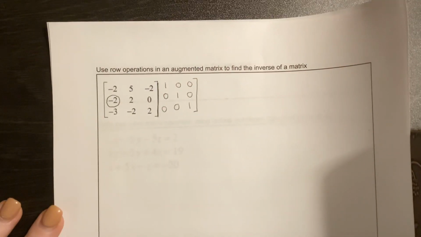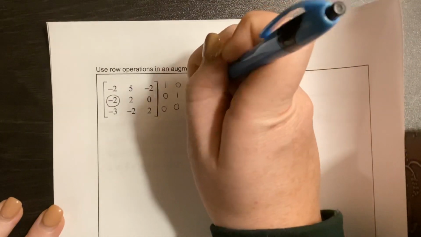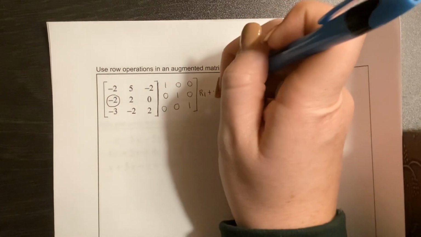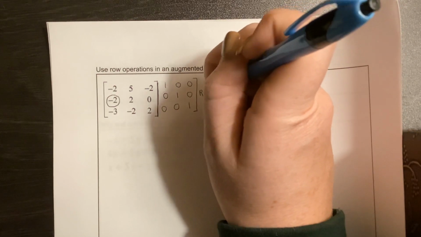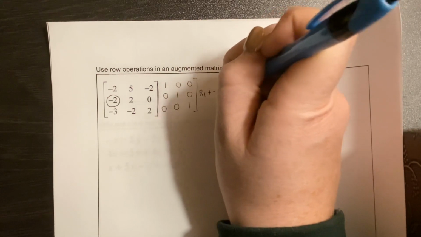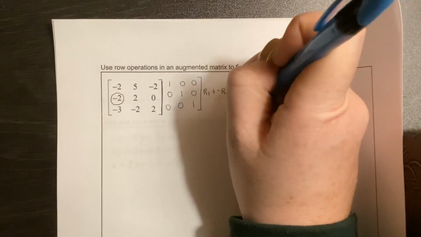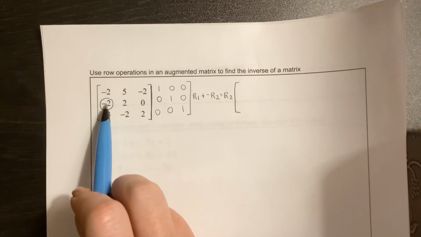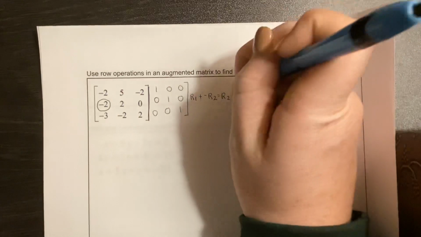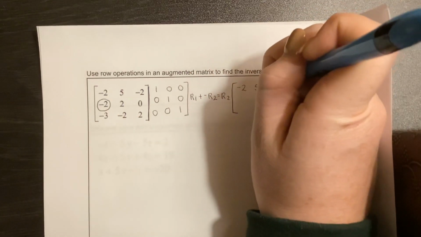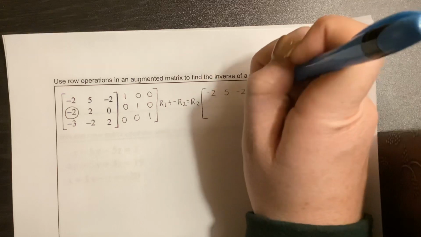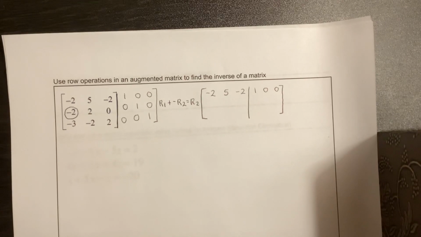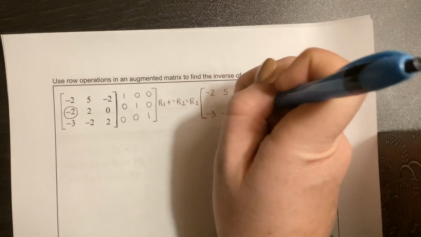So if I'm going to start here, if I did row 1 plus negative R2, and I just like doing plus because I forget about subtracting. If I just added that to negative R2 to give me my new R2, by making this negative, that's going to turn this to be positive, and then when I add them together, this will zero that out. So this row is going to stay the same. This one's going to stay the same.